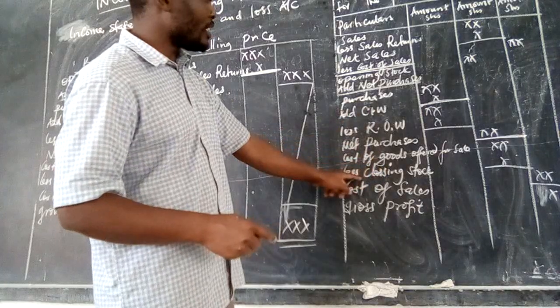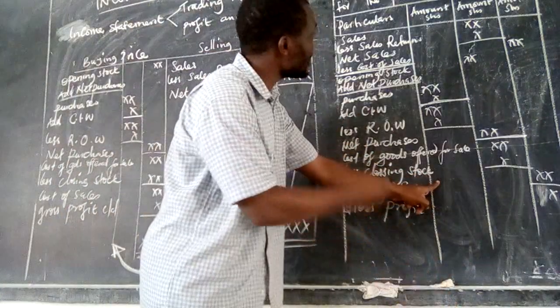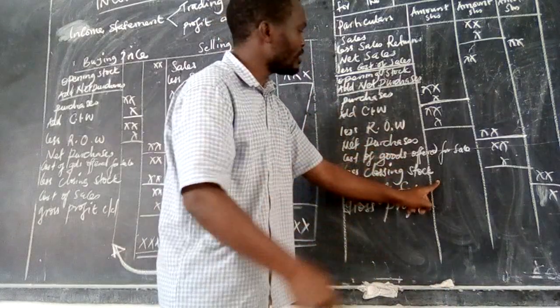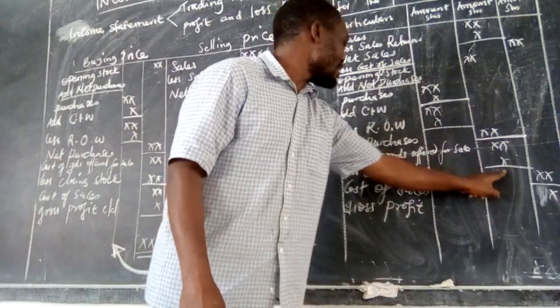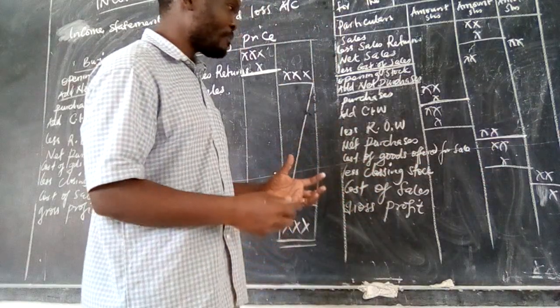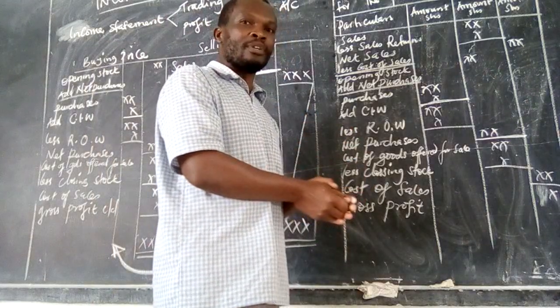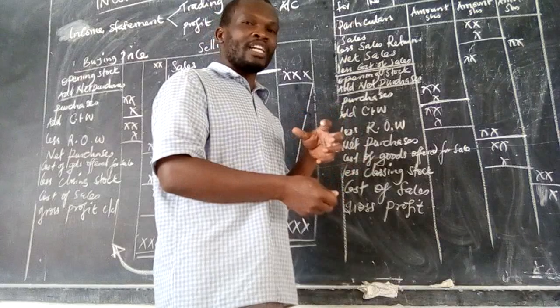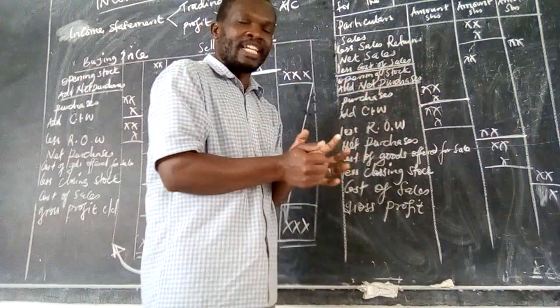So we subtract closing stock, maybe at the end of the trading period. Remember, this is prepared at the end of the trading period. So less closing stock. The value that you get is cost of sales. I get the goods that have remained at the end of the trading period. I subtract them from the original cost of the total goods that were available.